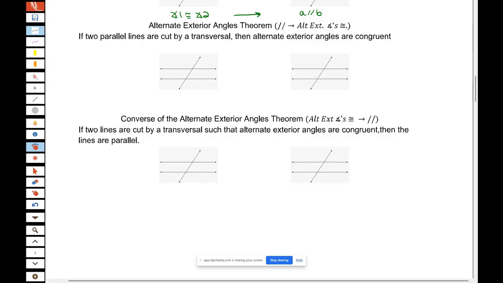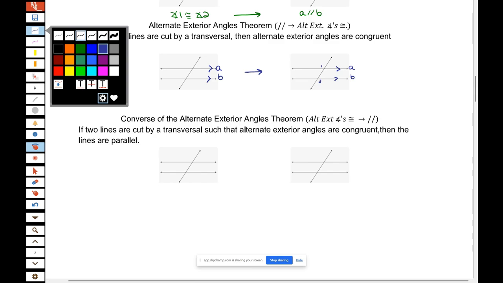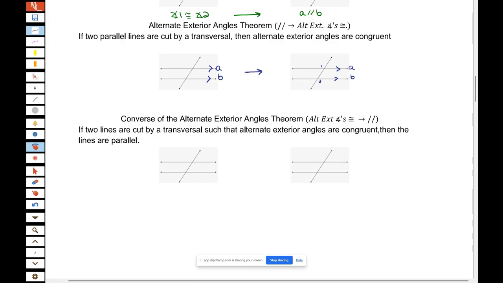All right, alternate exterior angles. If two parallel lines are cut by a transversal, then we can conclude that any set of alternate exterior angles is congruent. So I'll make those my alternate exterior angles. And of course, we can abbreviate that as alternate exterior angle theorem. Oh, wait a minute. This is just the alternate exterior angle theorem. This one is going to be the converse. I can abbreviate a little bit more.